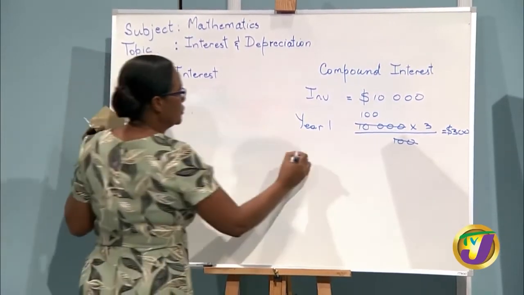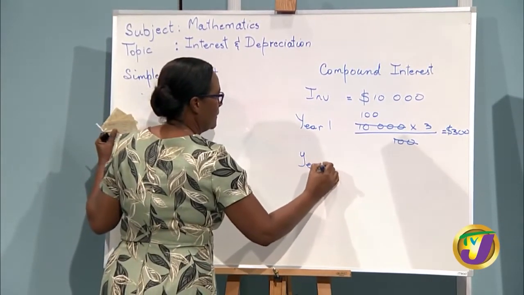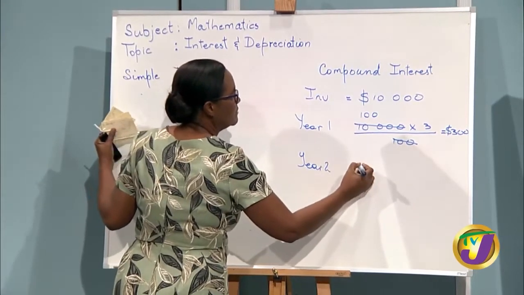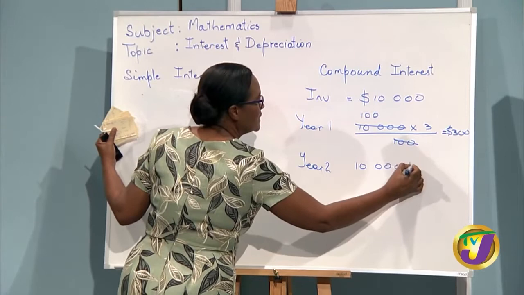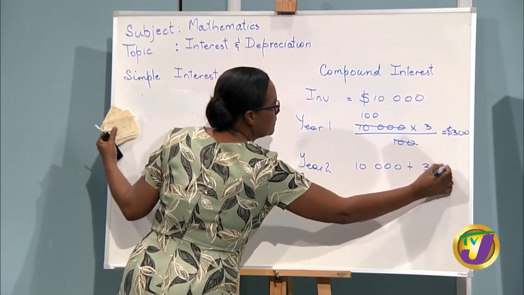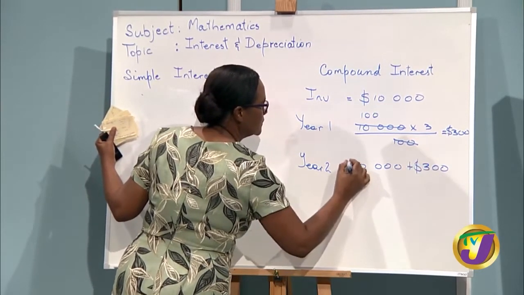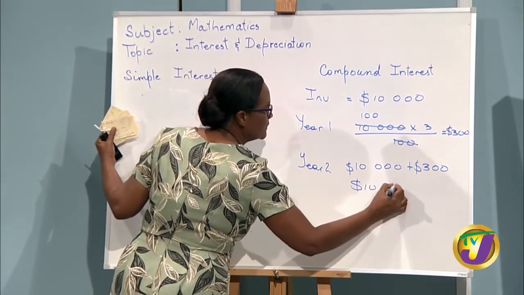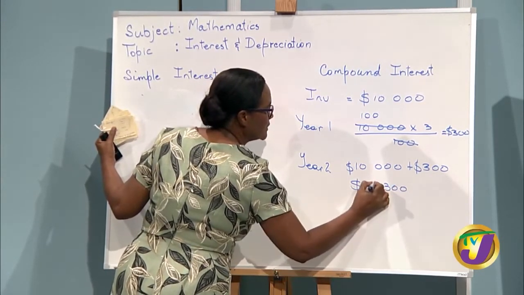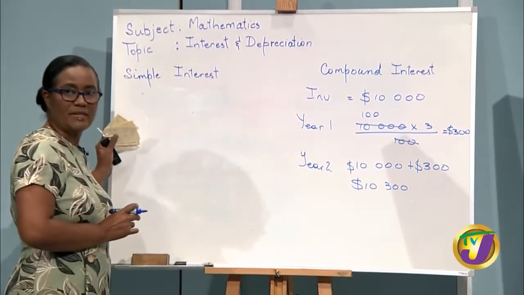His investment in year 2 would be a little more. So it would be the 10,000 plus the interest. So he now has $10,300. Do you agree with that?